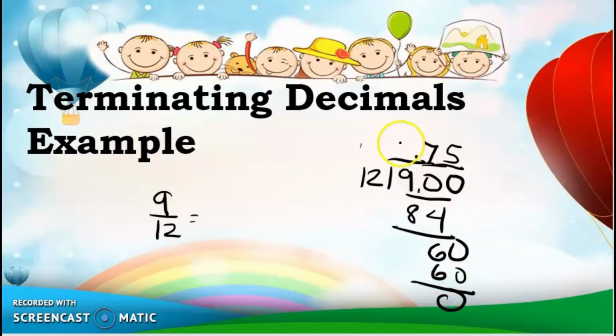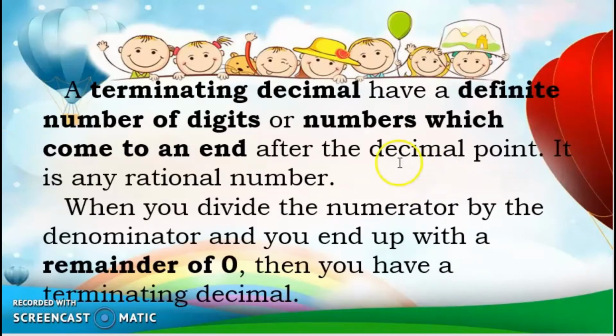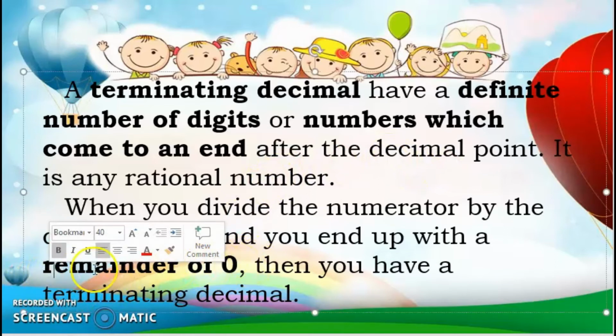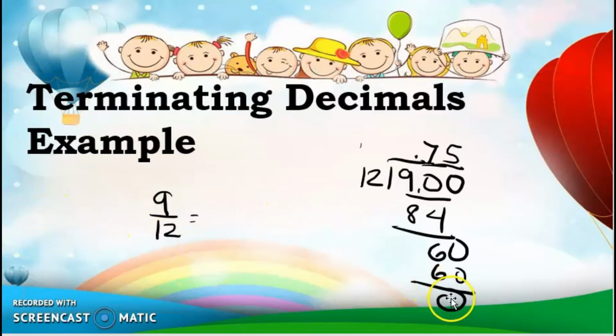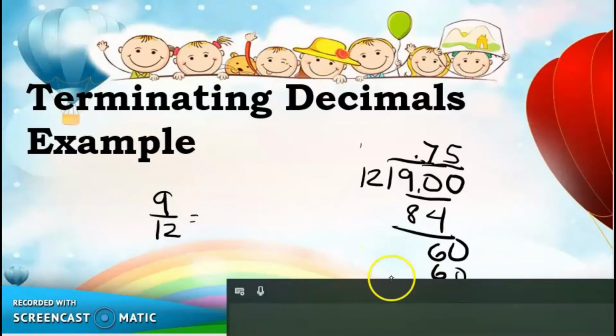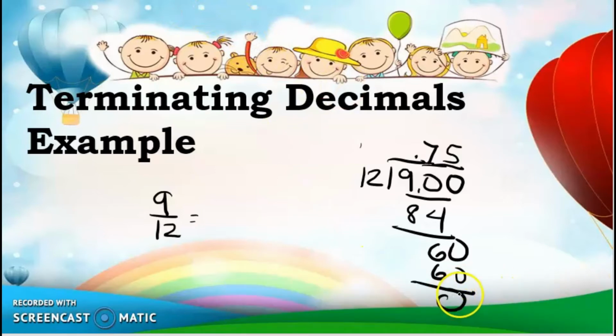60 minus 60 is 0. So according to this, when our remainder is 0, that is a terminating decimal. Our remainder is already 0. Terminating means end or stop. It stopped there, with nothing following. So that becomes a terminating decimal.